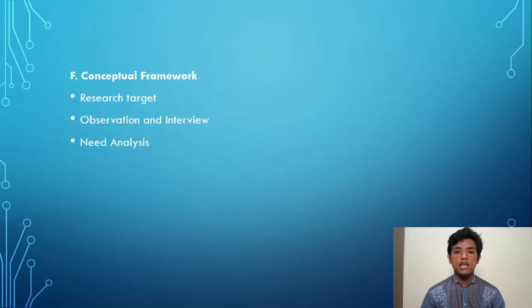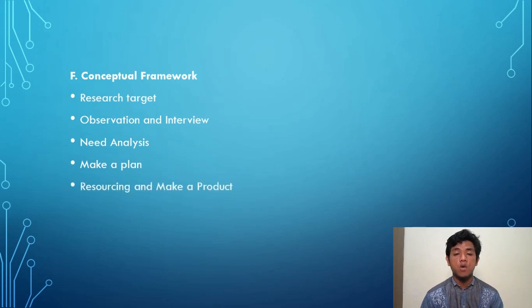Next is needs analysis. This step is the first schema in the ADDIE model. This is called analyze. In analyze, the researcher distributes a questionnaire that contains lack, want, and necessity questions. Next is make a plan. In the ADDIE model, making a plan is called design. Here, the researcher focuses on designing a course grid or lesson plan for the students based on data gotten from the needs analysis.